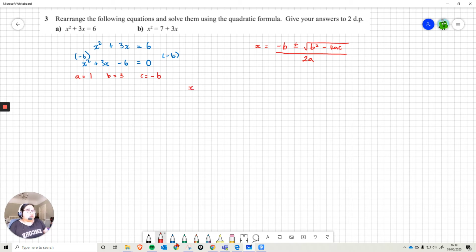So I'll have x equals minus 3 plus or minus the square root of 3 squared minus 4 times 1 times negative, not negative 3, negative 6, all over 2 times 1.